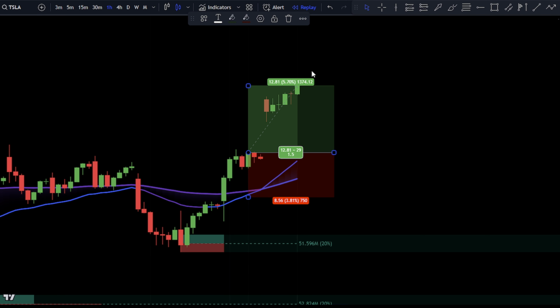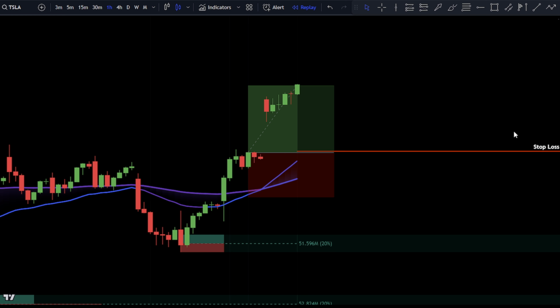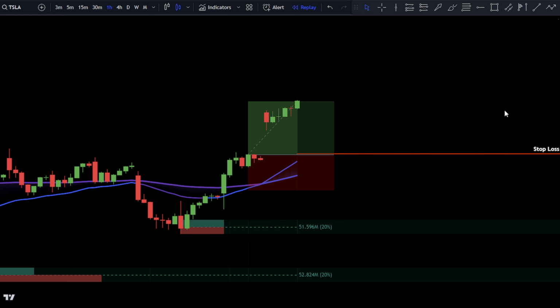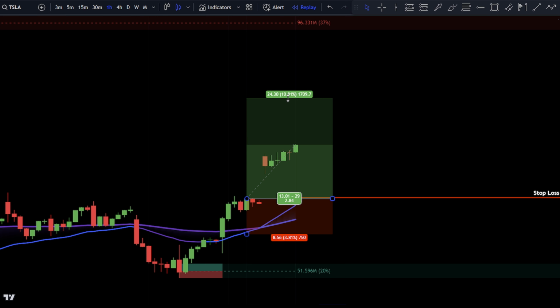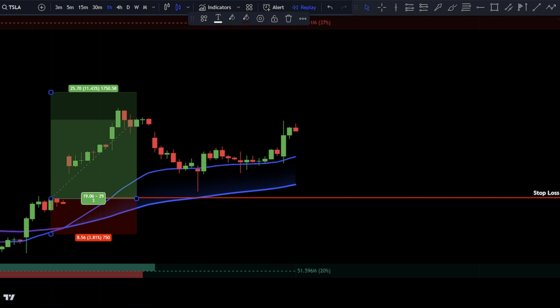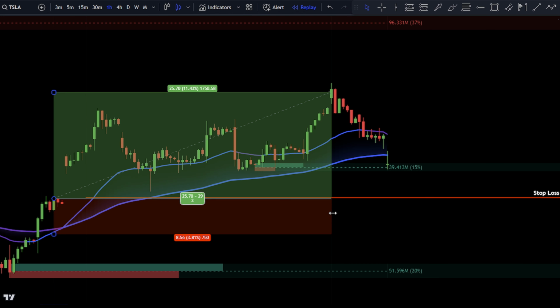Once the price action hits our first target, we'll close half of our position. Next, we'll move the stop loss slightly above our entry to protect our capital. Finally, for the remaining position, we'll aim for a 1 to 3 risk to reward ratio.